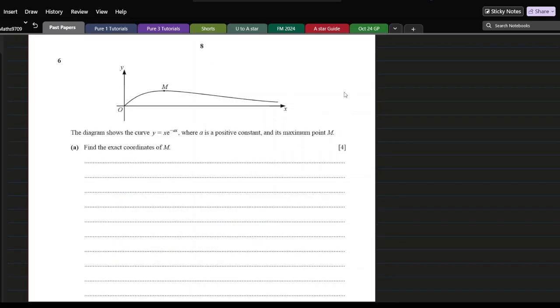Number 6. The diagram shows the curve y equals xe to the negative ax, where a is a positive constant and its maximum point M.